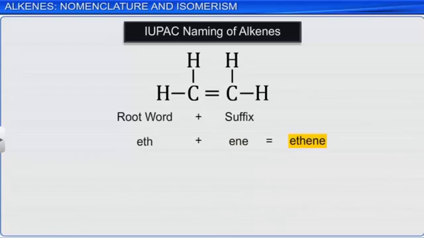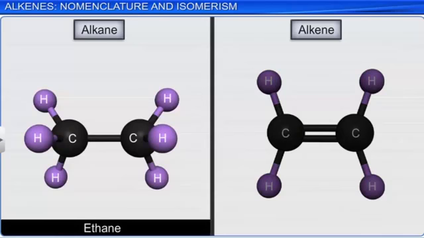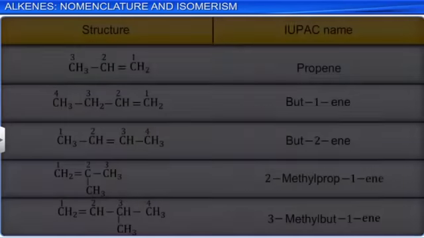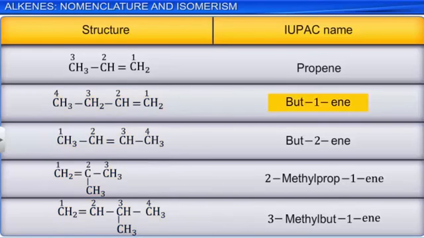In the IUPAC system, alkenes are named by replacing the suffix -ane of the corresponding alkanes by the suffix -ene. For example, ethene is named from ethane by replacing the suffix -ane with -ene. For alkenes with more than 3 carbon atoms, the carbon with a double bond is given the least number, and the number is indicated in the name. For example, but-1-ene, but-2-ene.